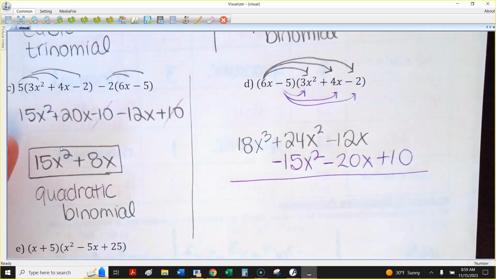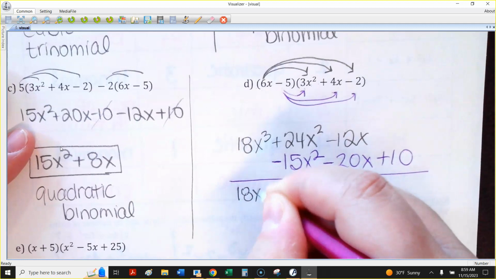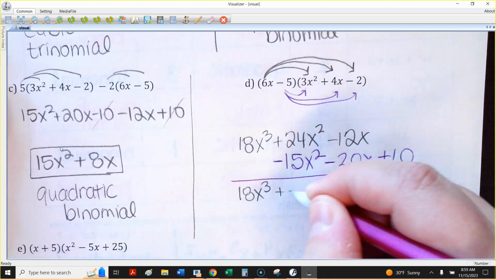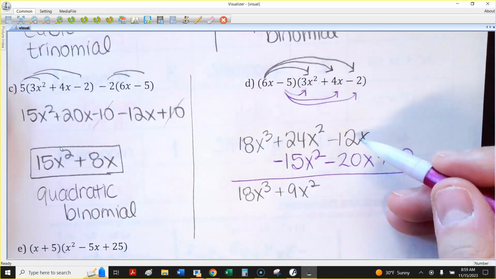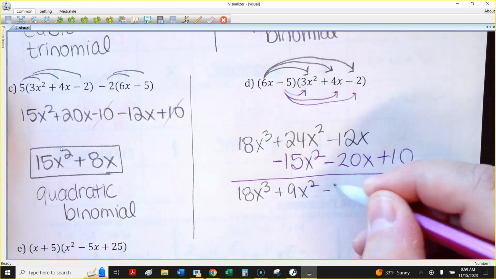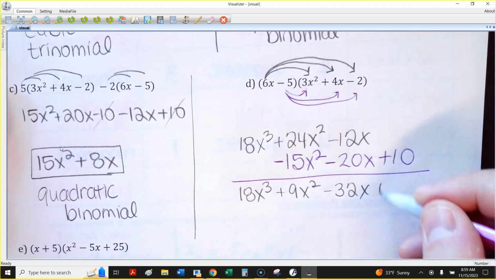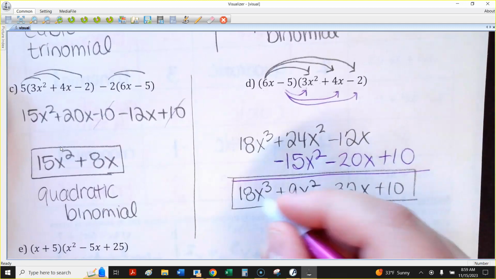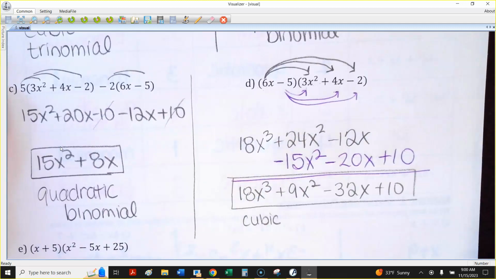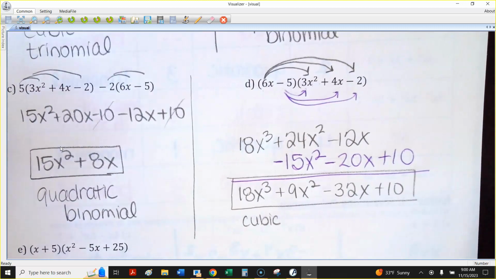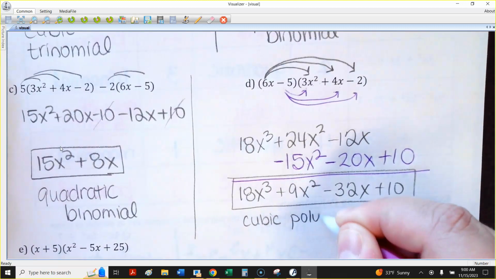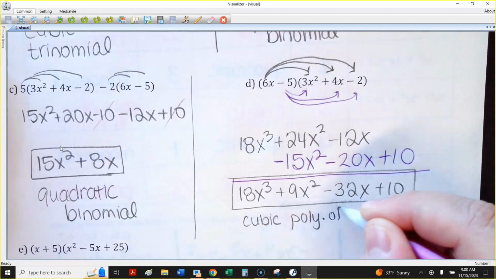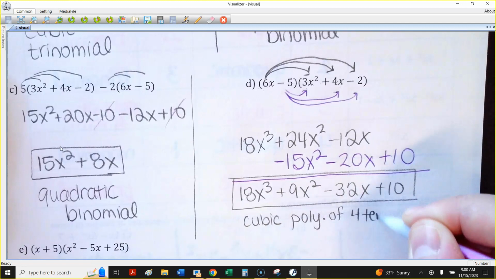Same argument for the 18x cubed. There's nothing to combine that with, so just right there by itself. 24 minus 15 is 9x squared. -12, -20 would be -32x, and then there's nothing to combine the 10 with. Now the name for this would be cubic, because I have a third power, and then we don't have any special names beyond 3 terms, so I would call this a polynomial, which I'm just going to abbreviate, poly. So polynomial, since I've got 4 different terms here, would be my name.